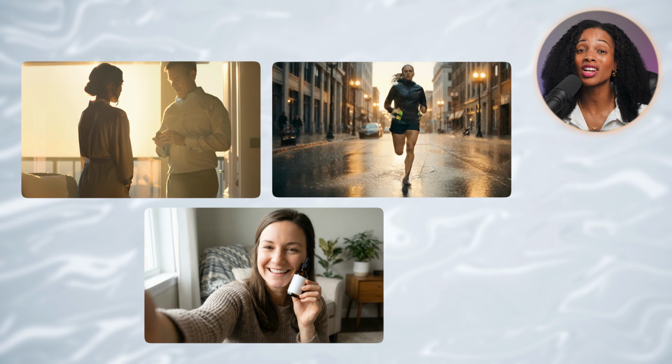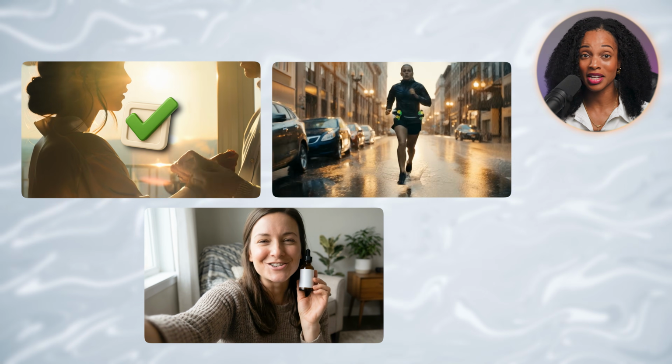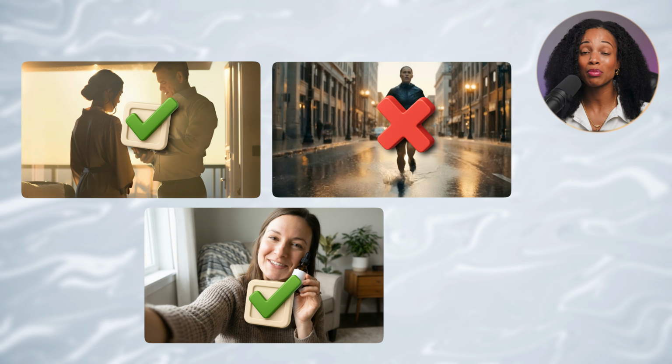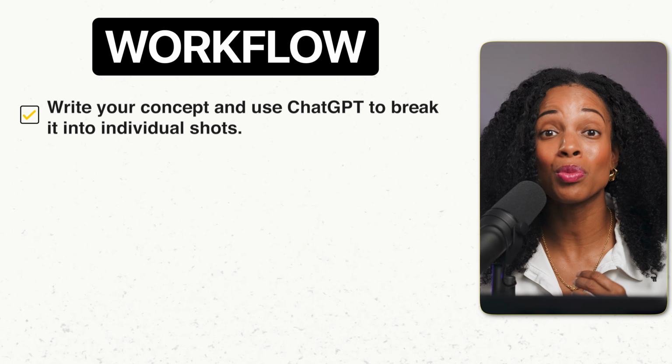3 completely different styles of ads, all created with Kling 3.0. Kling nailed the first example. The second one, I would say that was a fail. And the third one, it absolutely crushed it, in my opinion. And that's the reality of working with these video generation models. It's not magic and it's not perfect all the time. And the workflow is pretty simple.